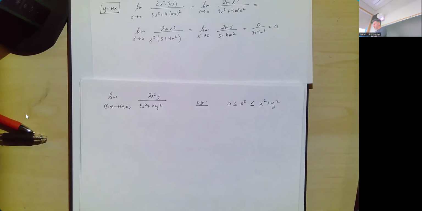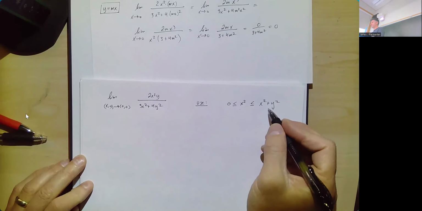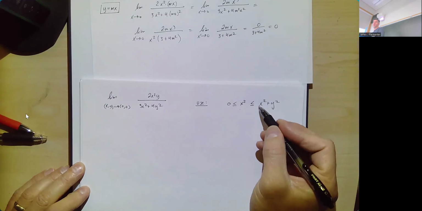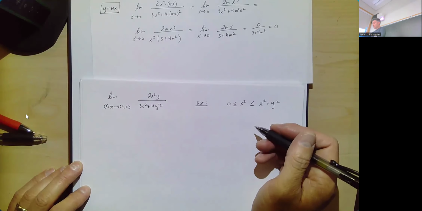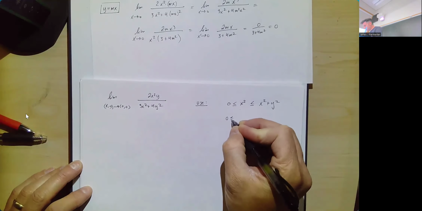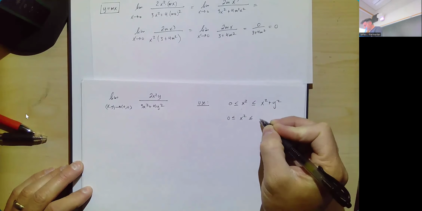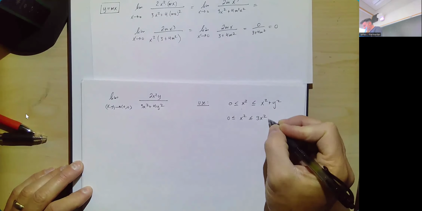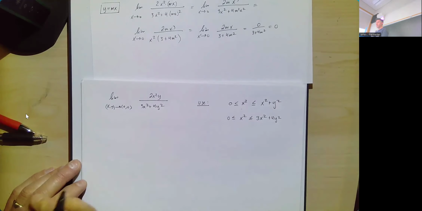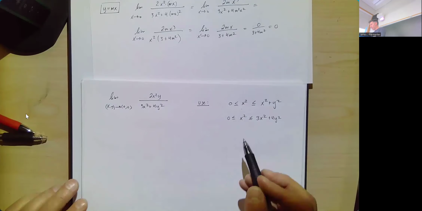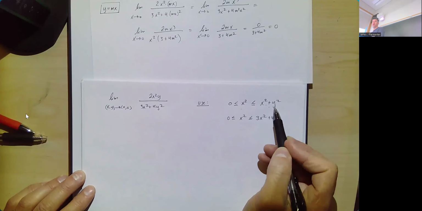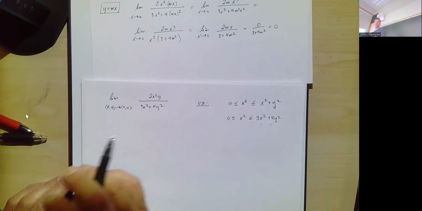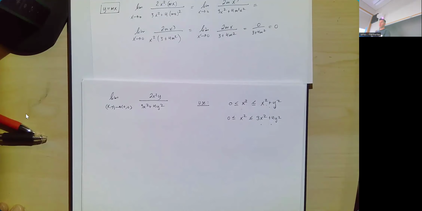So let's see here. Well, if x squared is less than or equal to x squared plus y squared, I can certainly multiply x squared by 3, and that won't make it smaller because it's not negative. So it's also true that x squared is less than or equal to 3 times x squared plus 4 times y squared. In fact, I could have written that as a compound inequality, right? x squared is less than or equal to x squared plus y squared, and x squared plus y squared is less than or equal to 3 times x squared plus 4 times y squared. That would have been a better way to do it. I just didn't think about doing it better.